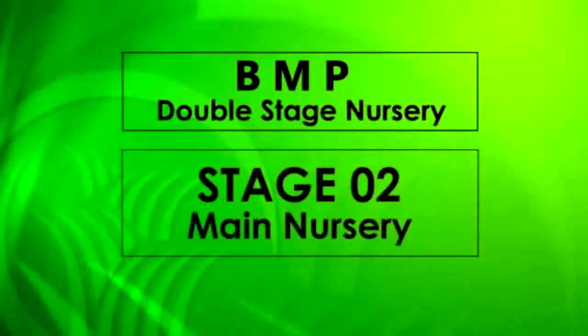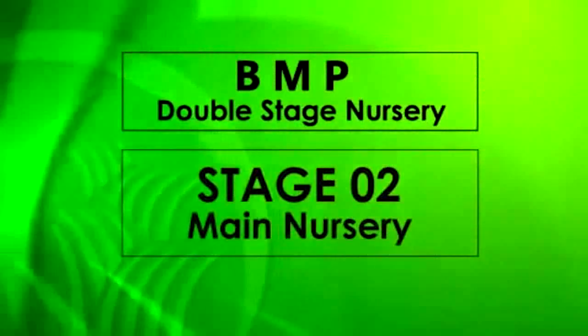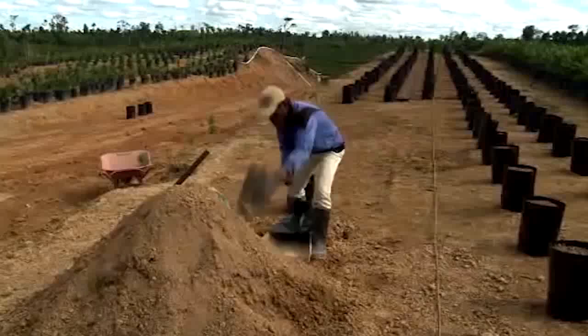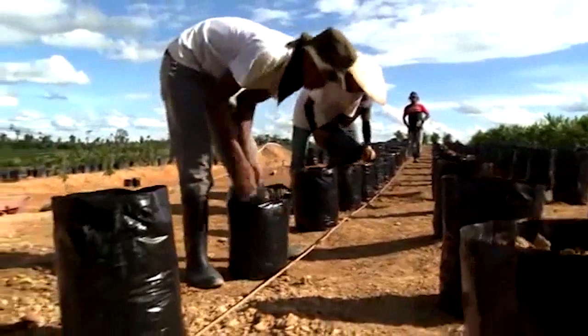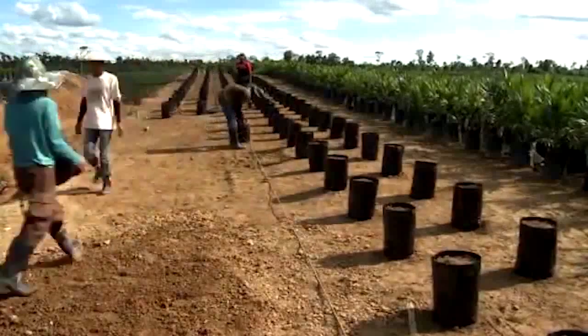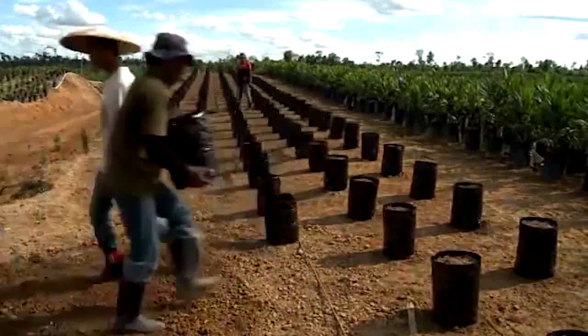Stage 2 of the double nursery, also known as the main nursery stage, now begins. Seedlings are first culled and then transplanted from small pre-nursery polybags into the larger main nursery polybags that have the same growth medium. In the main nursery, plants are arranged in a triangular grid and spaced 80 to 90 centimeters apart, giving equal access to light.